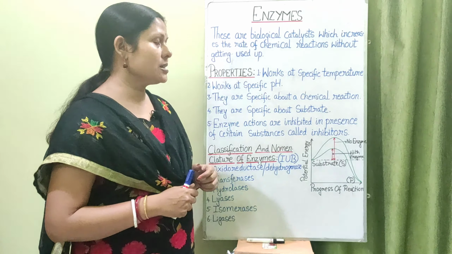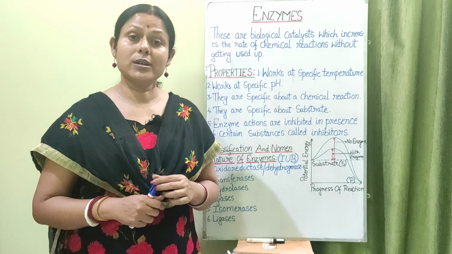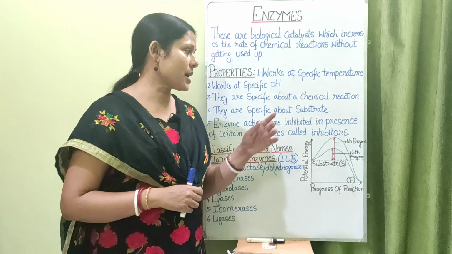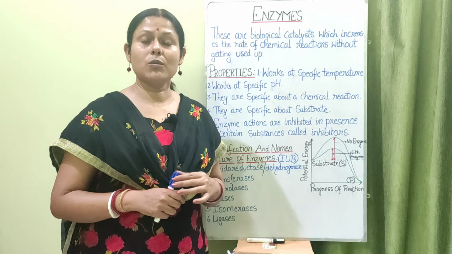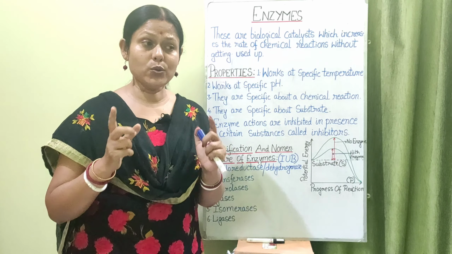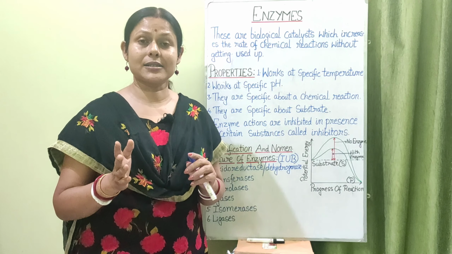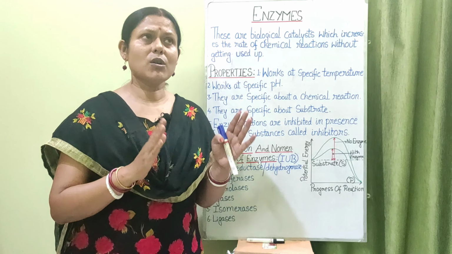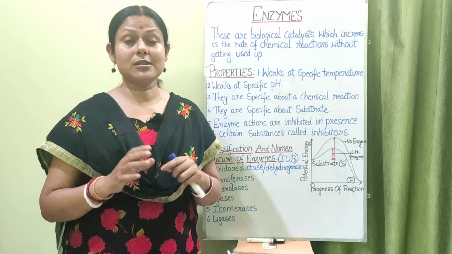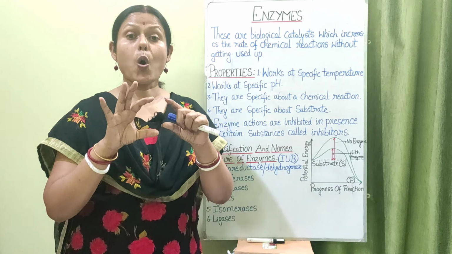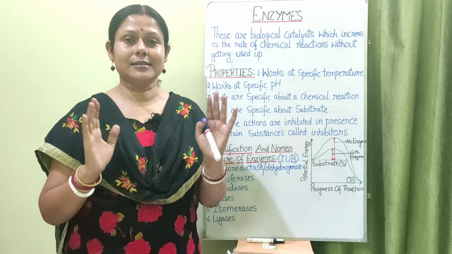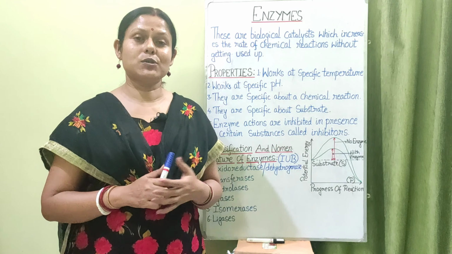The next point which is discussed is that it works at a specific pH. Like the specific temperature, they also work at a specific pH. Now, what do you mean by this specific pH? Most of the enzymes are very active within a pH of 6.5 to 7.5, or you can say 6 to 7.5. This is the ideal or the optimum pH. Optimum means the pH which is ideal for most of the enzymes to work upon.